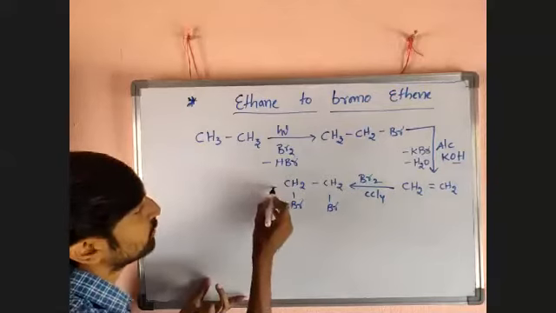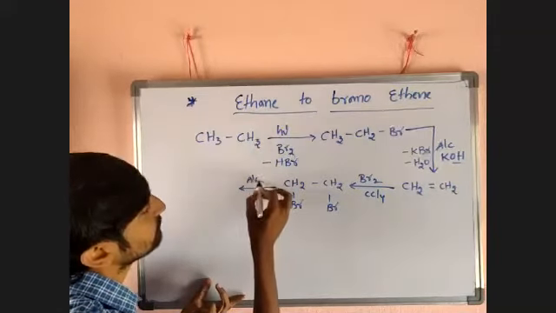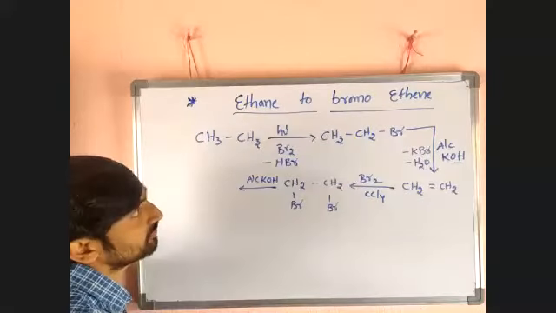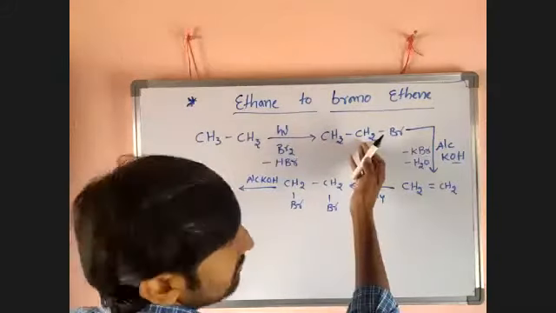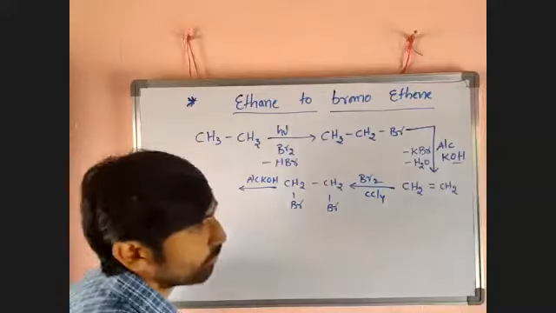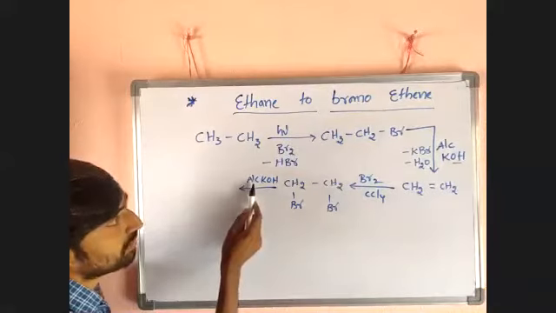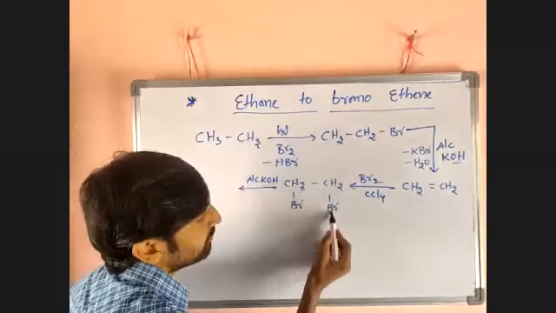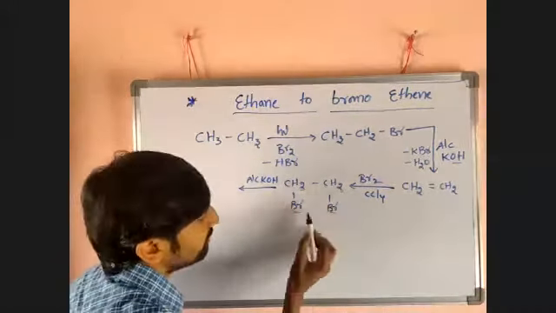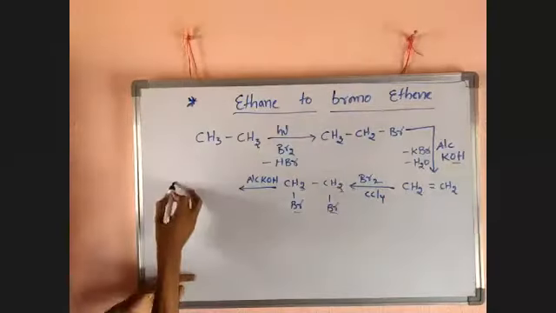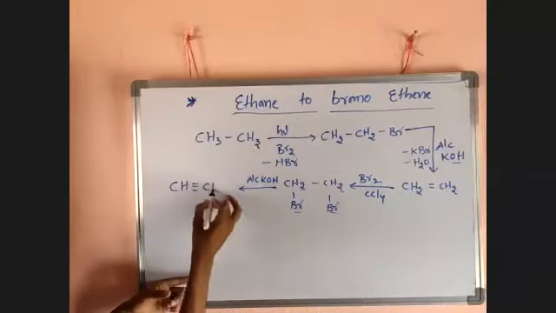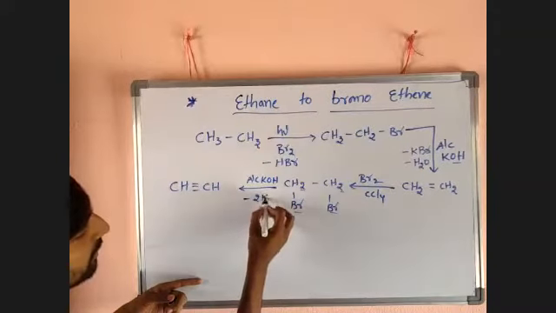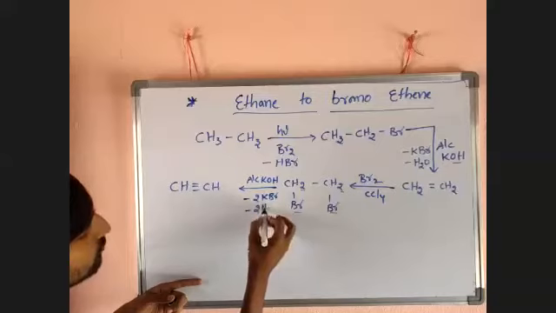Then again we have to take alc. KOH, alcoholic KOH. It is not bromoethane. If it were bromoethane, that's enough, but what we want to get is bromoethene. Now again you have to take alcoholic KOH, so it can do dehydrohalogenation. Here H, here Br is eliminated. Here H, here Br is eliminated. Then you will get CH≡CH here, not a double bond. 2 HBr eliminated, 2 KBr and 2 H2O are eliminated.